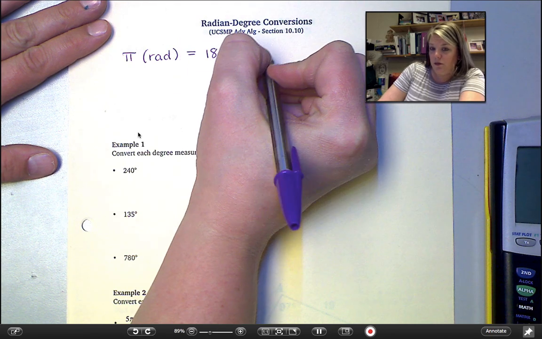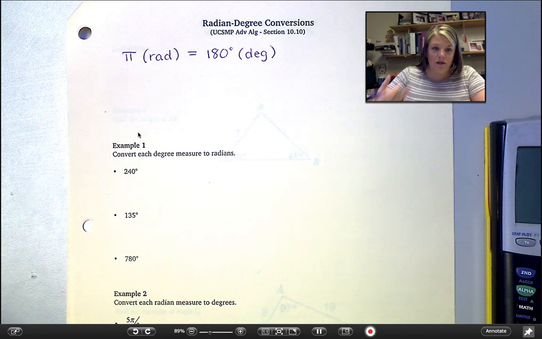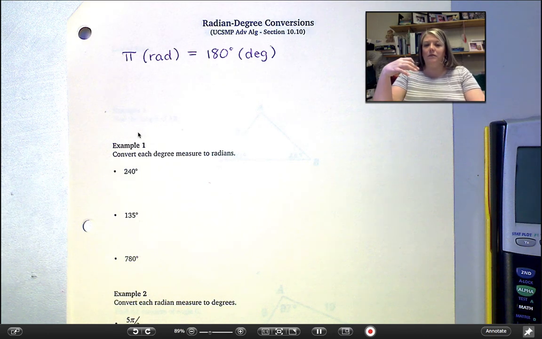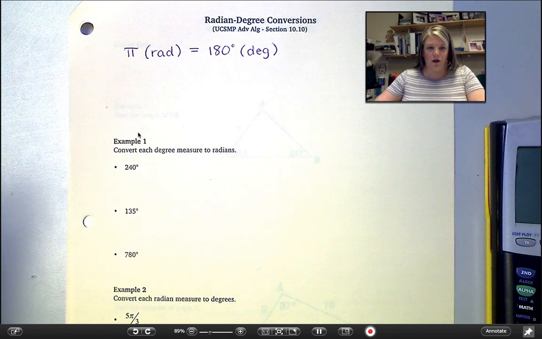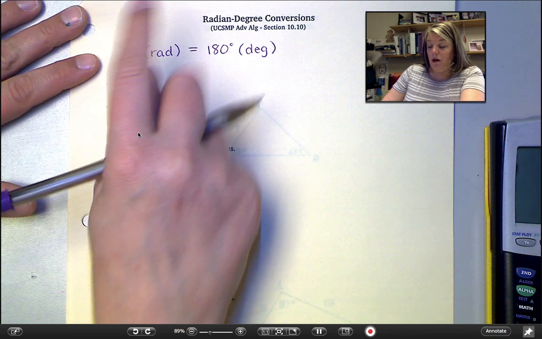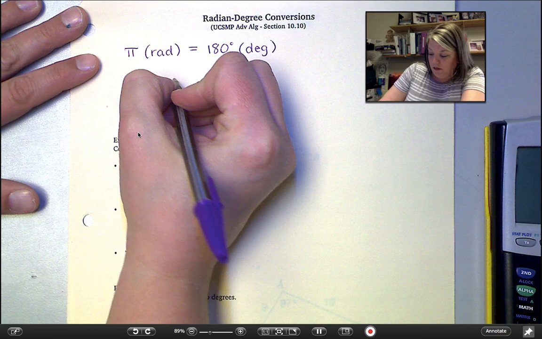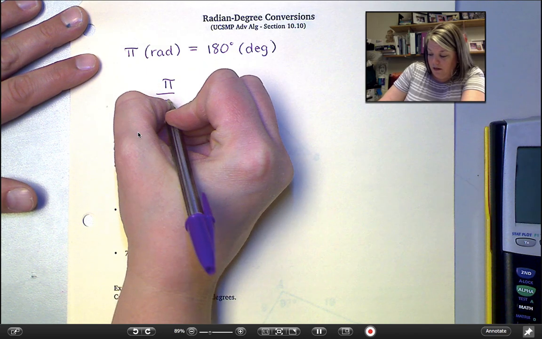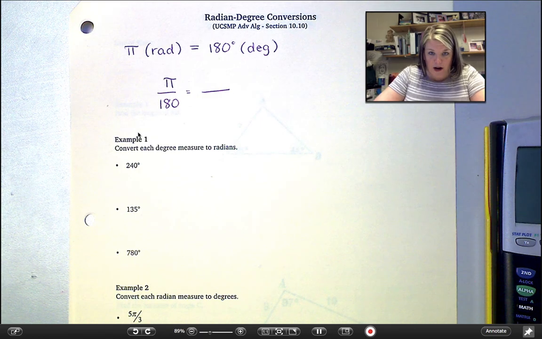And technically this would work with any other combination too. So you could do pi over 2 with 90. You could do 360 with 2 pi. It doesn't really matter, but I think these are the simplest numbers to work with. Okay? And this all relies on you setting up proportions. So I'm going to take the two things that I know are equivalent, so the pi and the 180, stack them up like that, and then I'm setting up another fraction.